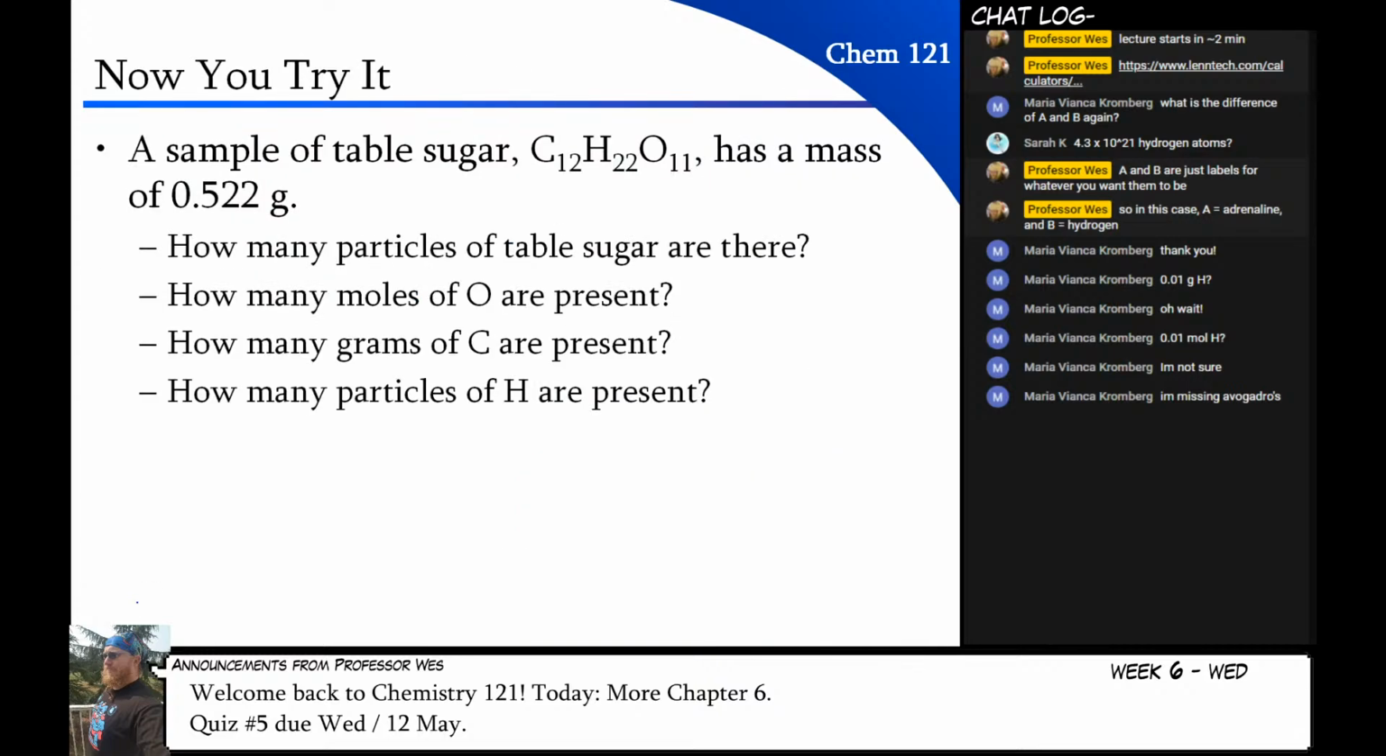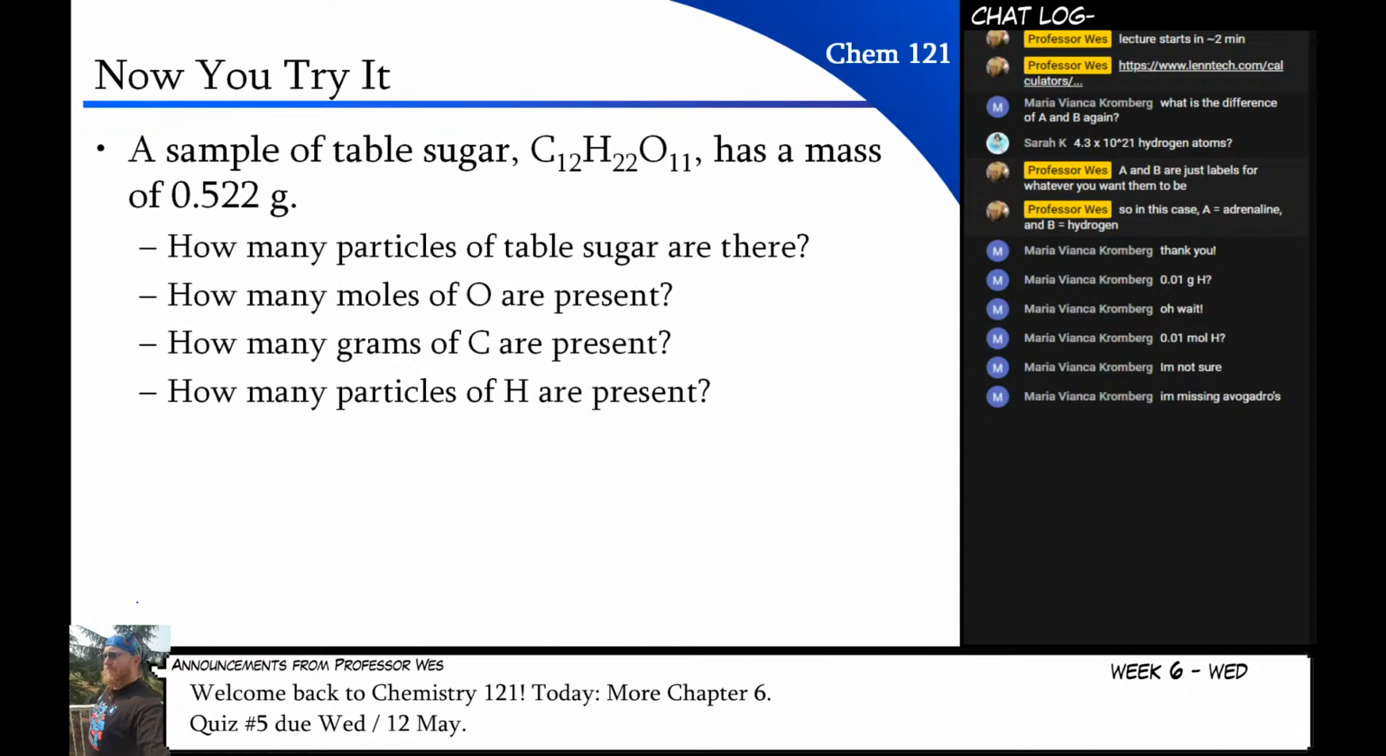All right, I'm going to give you sugar. This is table sugar. This is what you put in coffee or sprinkle on, I don't know, toast? I don't know what you use. I don't use sugar on anything. I use it for baking and cooking and stuff. So I'm going to give you 0.522 grams of it.